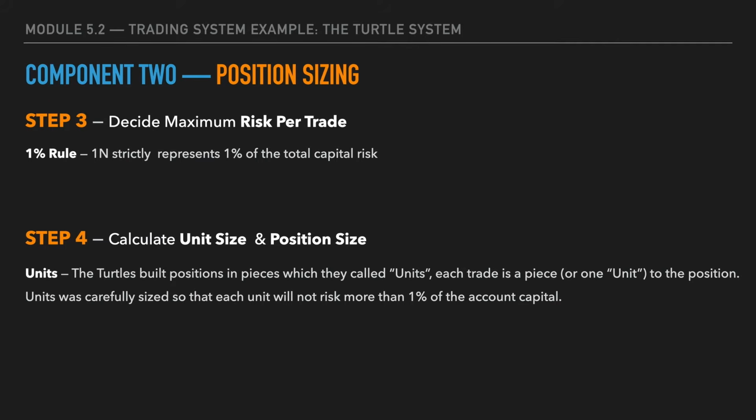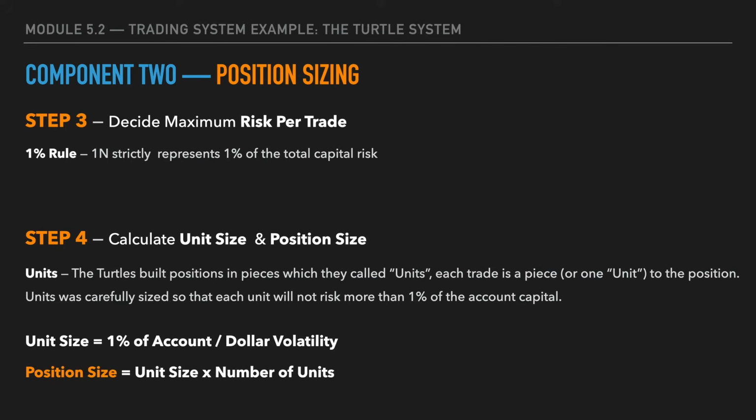So to understand how Turtle traders determine their position size, it's very important to understand the concept of units. Unit size was carefully calculated so that each unit will not risk more than 1% of the entire account capital. And this is the formula to calculate the unit size: 1% of the account divided by the dollar volatility. And the entire position size is the unit size multiplied by the number of units.